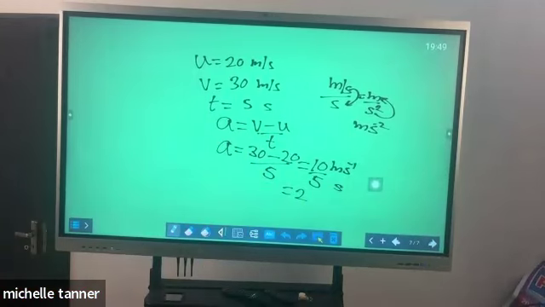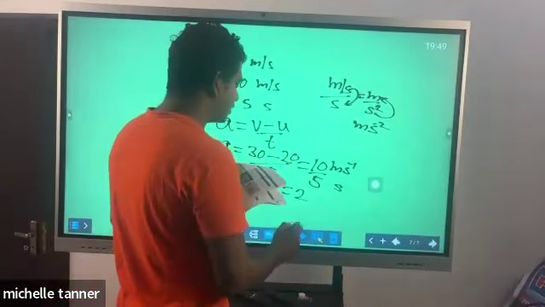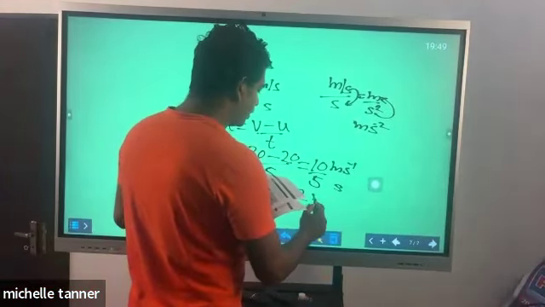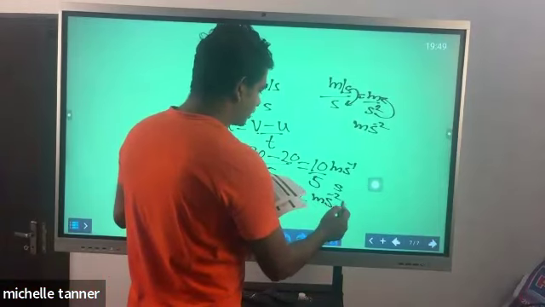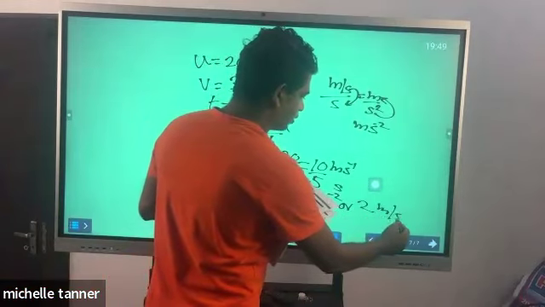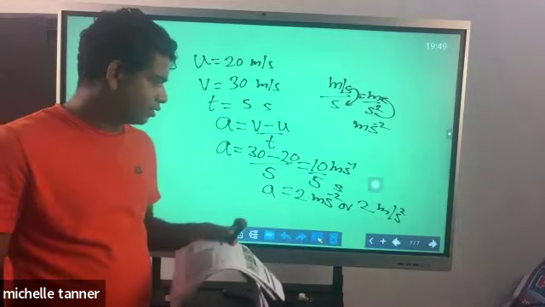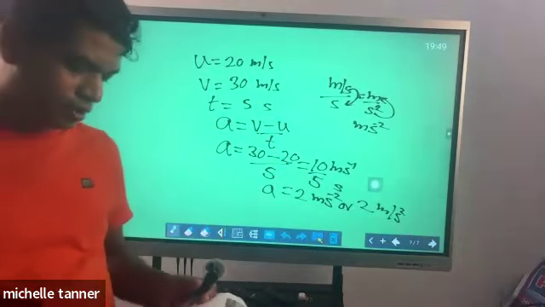Is it clear? Yes, sir. Right, good. Then finally, acceleration equals 2 meter per square second, or 2 m s^-2. Both are correct when writing the units.